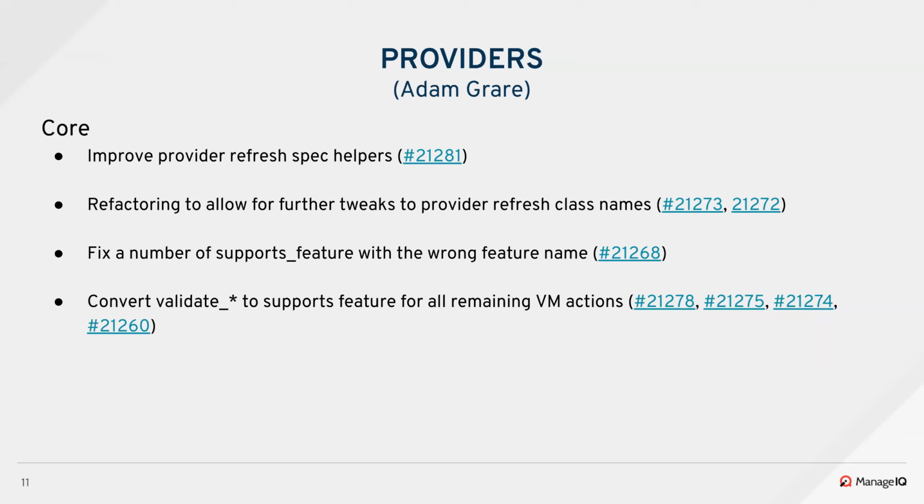We fixed a couple of supports feature blocks which had the wrong feature name. The block which added unsupported, the name of the feature that it was marking as unsupported was different than what it was actually checking, and so it would accidentally mark the feature as supported. I think there were 3 or 4 that we fixed there, and that came out of PR review from Oleg's PR set, which is finishing converting all of the VM features from the old validates methods to the new supports features. You can see a number of those, and at present, all of the VM actions are converted over to supports features, which is great. Next slide.